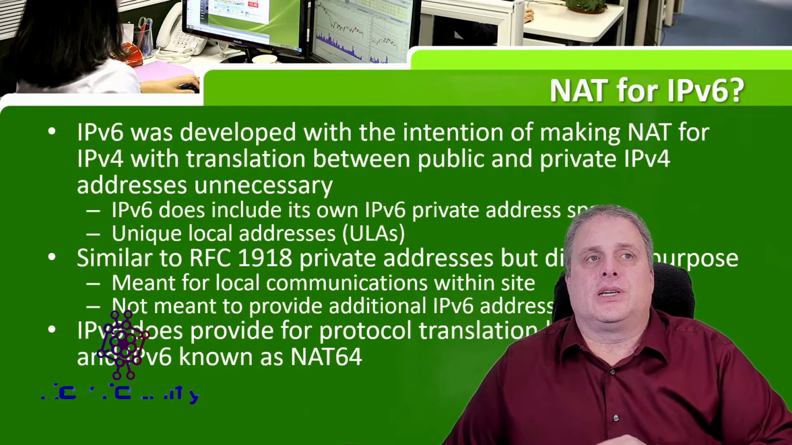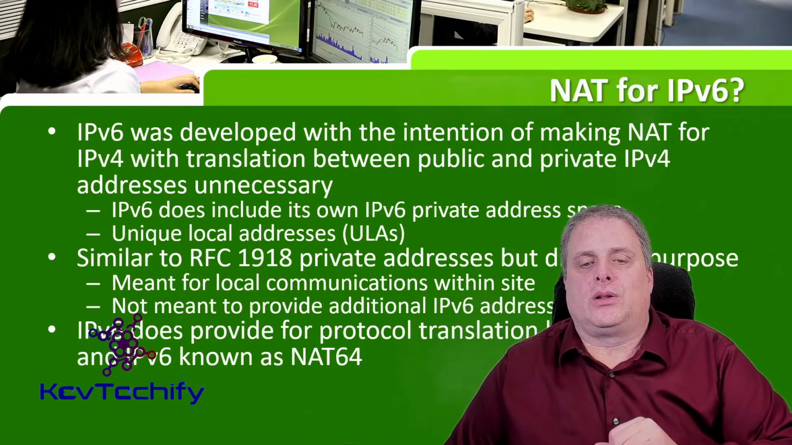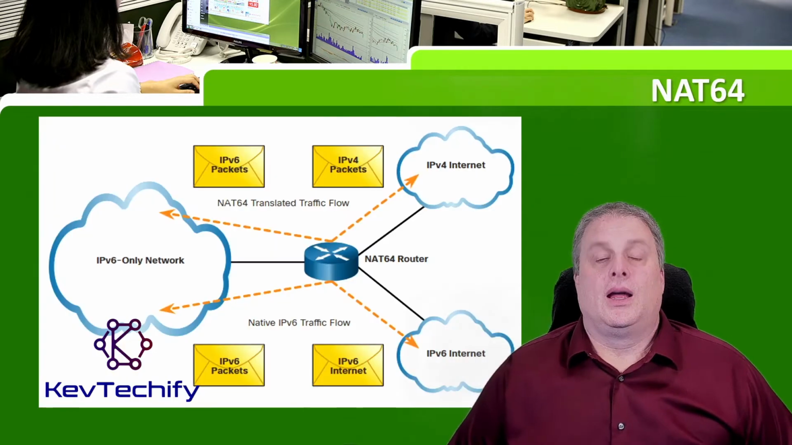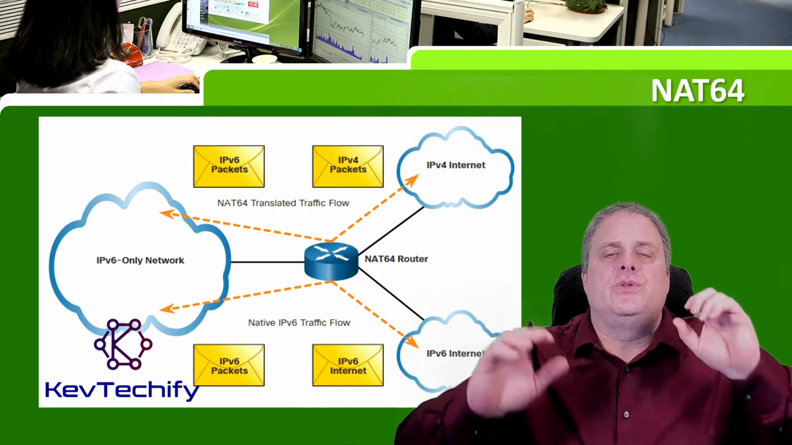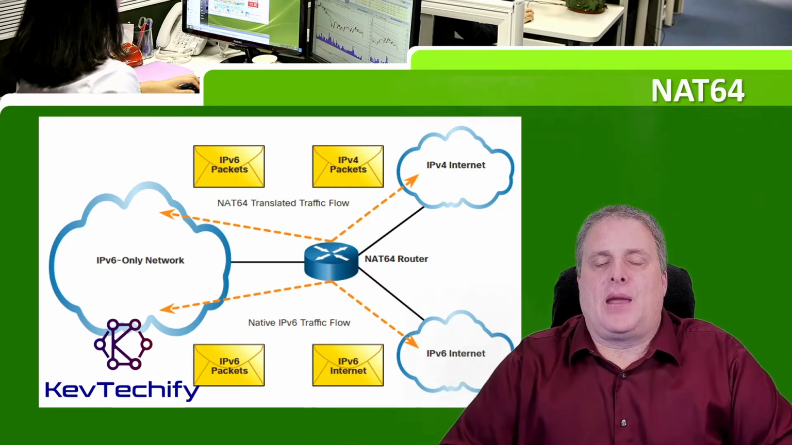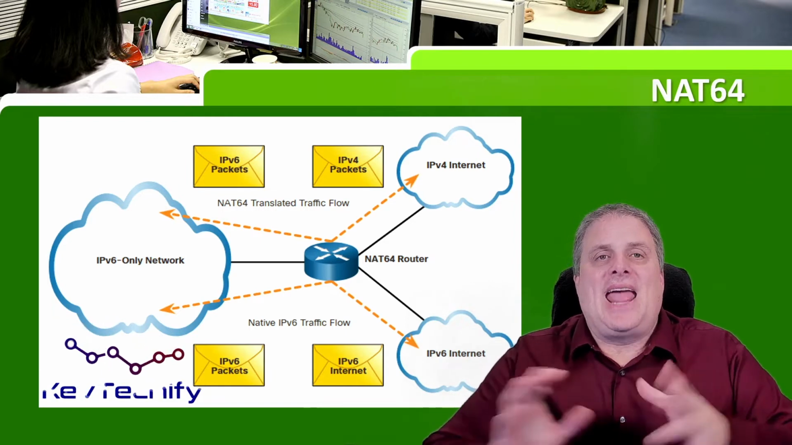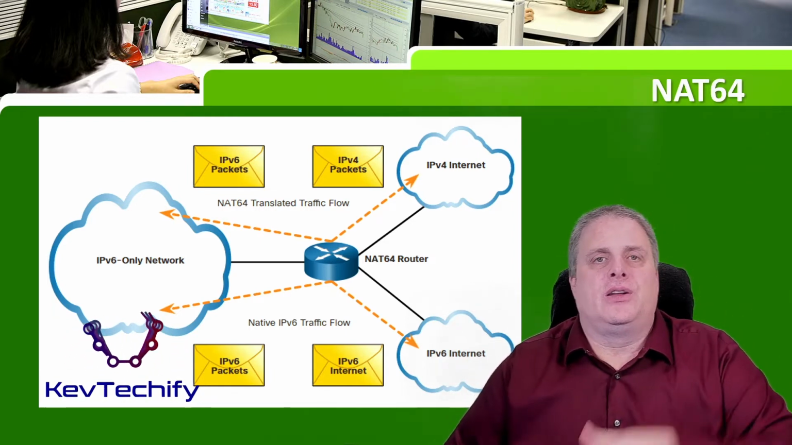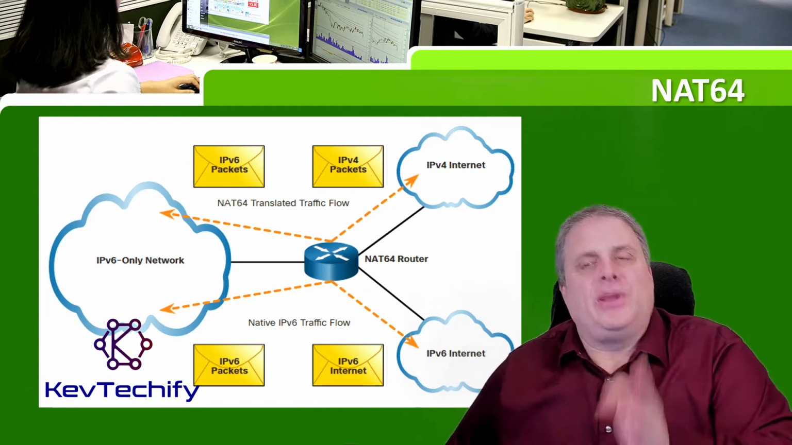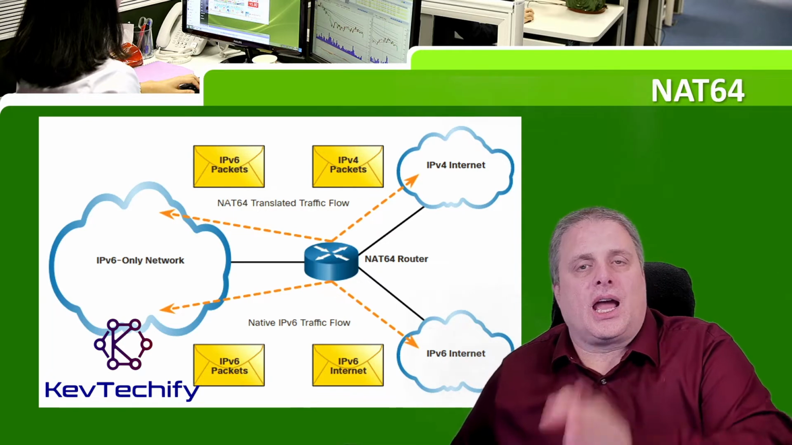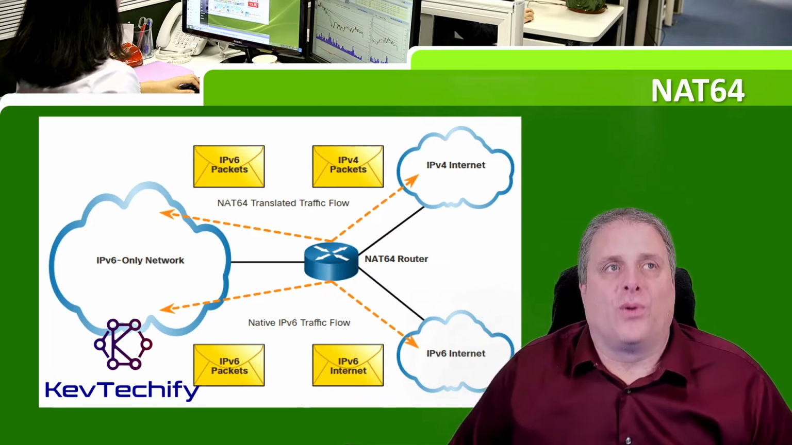IP version 6 does provide a protocol for translation between IP version 4 and IP version 6. NAT for IP version 6 is used in a much different context than NAT for IP version 4 is used. NAT64 stands for Network Address Translation from IP version 6 to IP version 4. So NAT IP version 6 to IP version 4, NAT64.